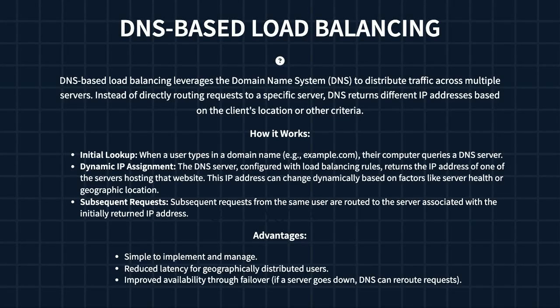Okay, let's talk about DNS-based load balancing. It's a really clever way to distribute traffic across your servers. Basically, when someone types in a website address like example.com, their computer first asks a DNS server for the IP address associated with the domain. But here's the key: instead of always returning the same IP, DNS can dynamically change which IP address is returned based on things like where the user is located or how healthy each server is. It's a simple way to provide faster access and better availability.